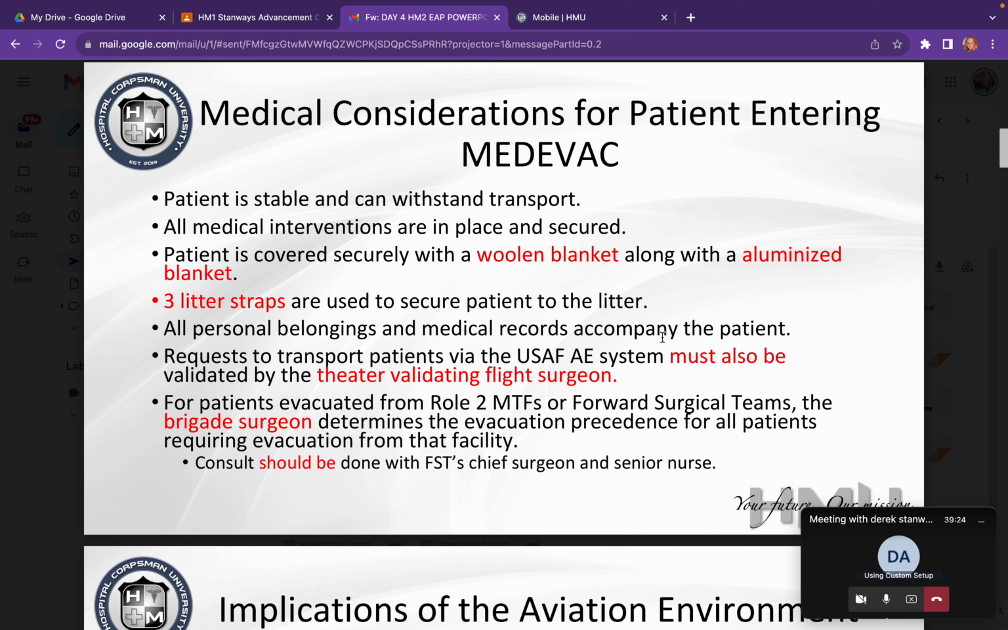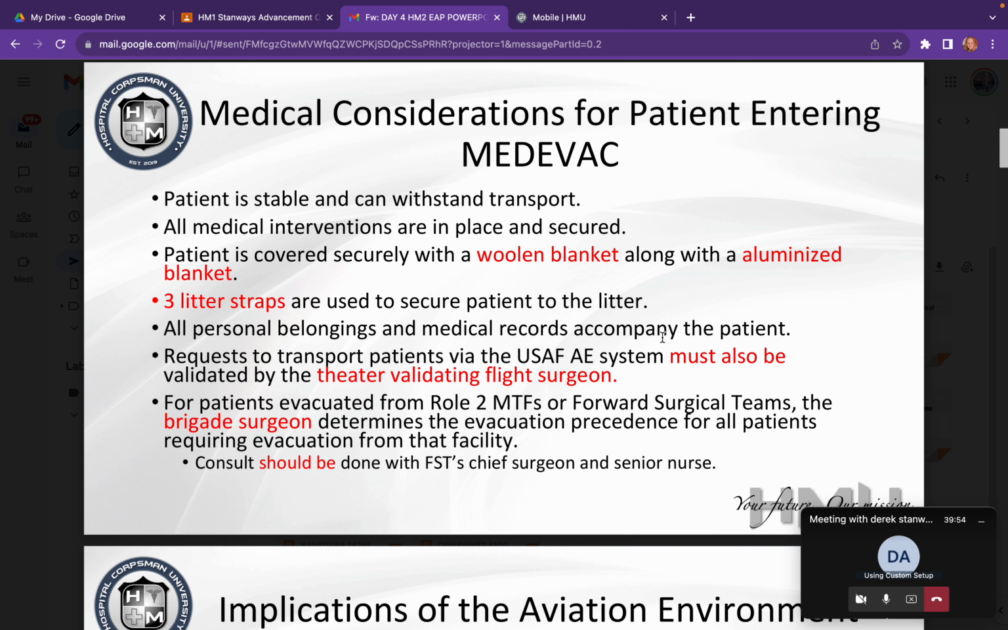Why do we make sure that the patient's warm? Exactly. If you've got an excessive amount of blood loss, what is your body not doing? It's not able to perfuse blood adequately, which in turn pushes down your core temperature, so make sure you keep that patient warm so they don't go into shock. All personal belongings and medical records accompany the patient. So whatever you have for them, you want to make sure it's labeled, put in their respective travel bag or whatever is going to go with them to where they go. Give that to them so they can move forward.